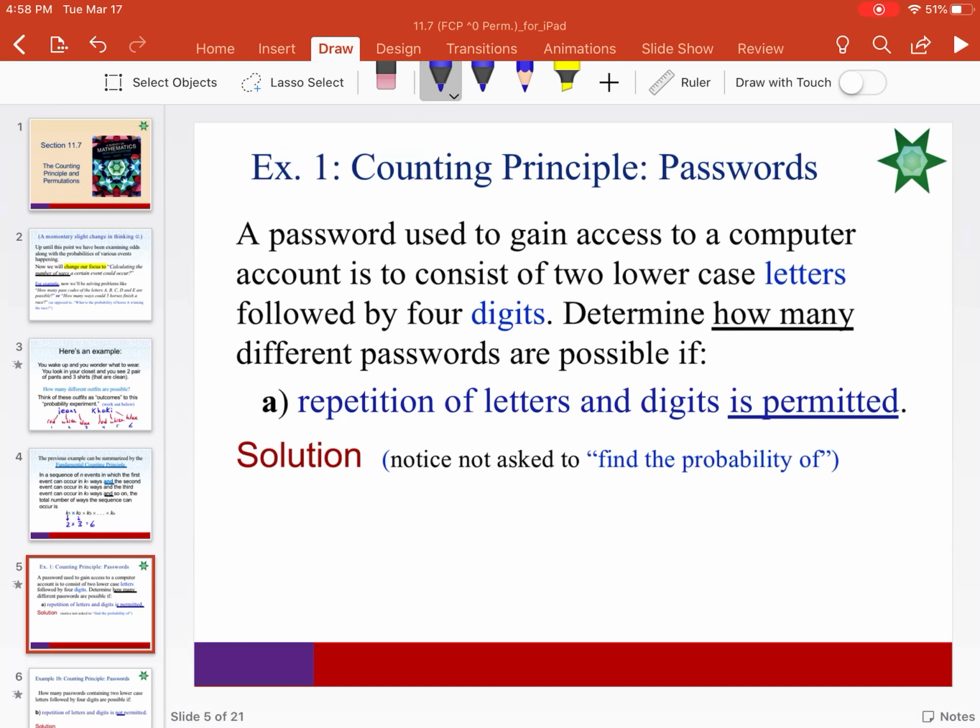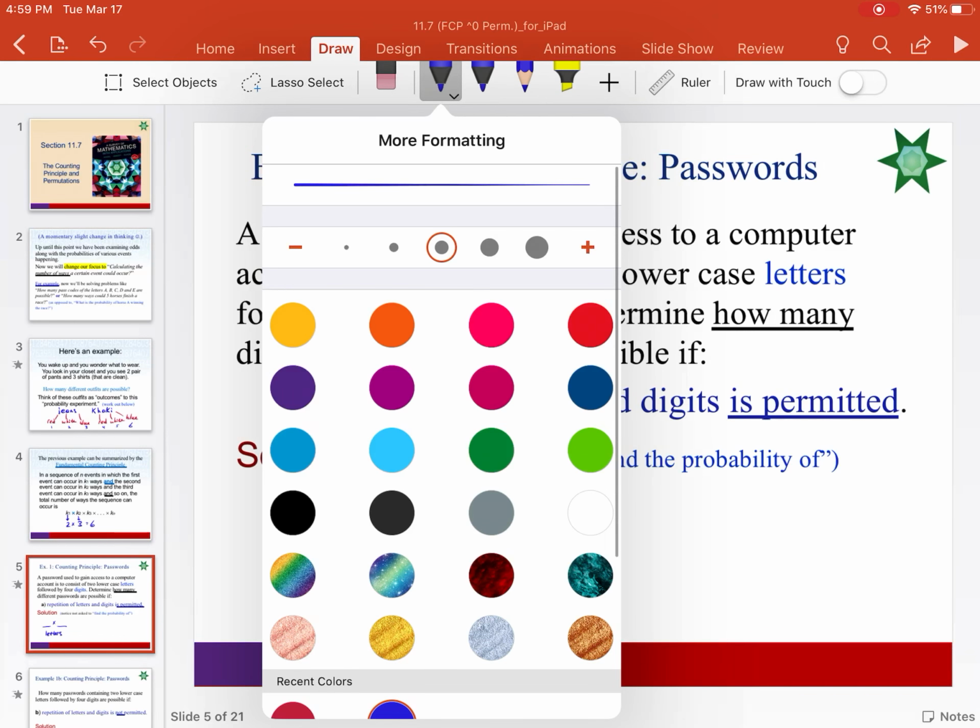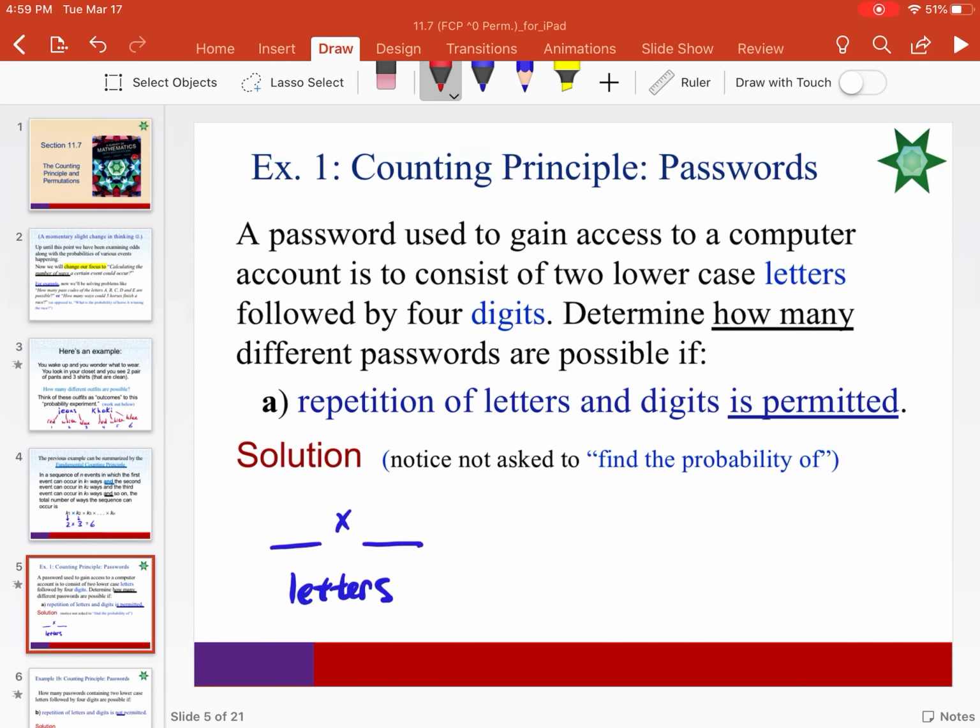All right, well, let's take a look at how many different passcodes are possible. Notice, I didn't ask for the probability that someone's going to guess your passcode, but just how many are even possible. This is definitely a fundamental counting principle problem, and I'll model it with spots for the letters and numbers, or digits. So first we'll take a look at the number of, these are your letters, and here are your 4 digits.